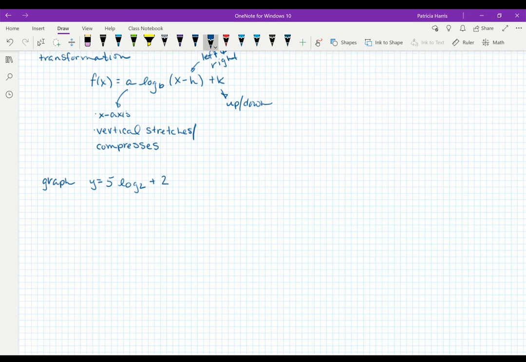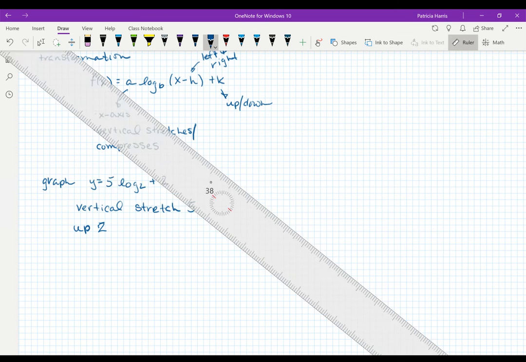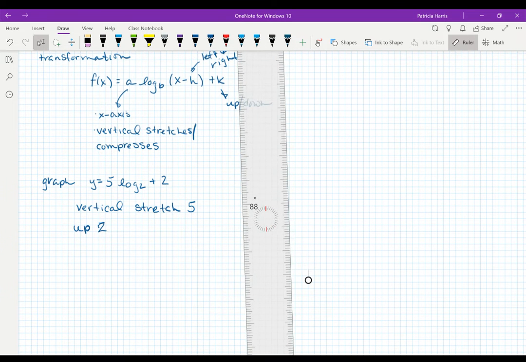Okay, so we're getting a vertical stretch by 5, and then we're going to move it up 2. So all of the effects are on the y. Okay, all right, so let's get a graph. Now again, you can always go to Desmos and check your graphs.